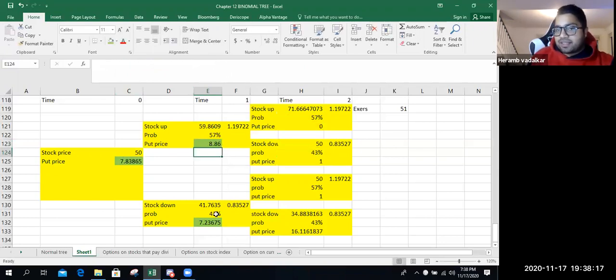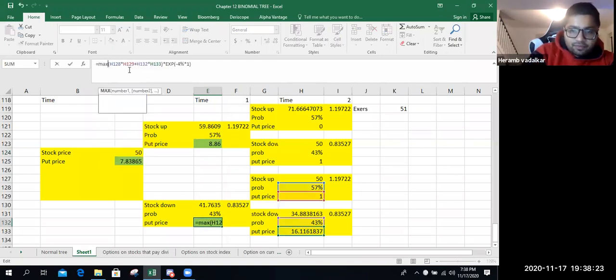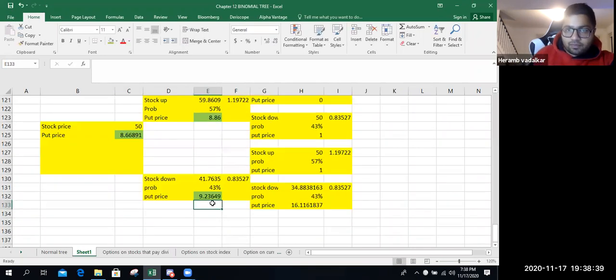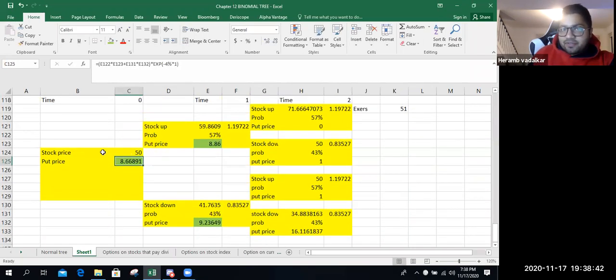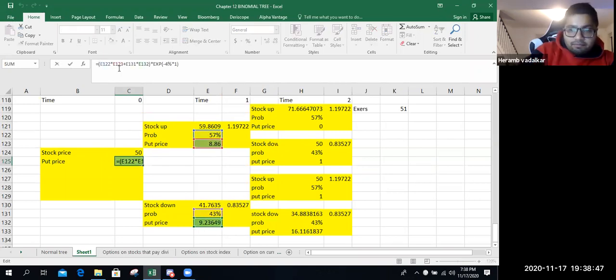So it will be 8.6 here. It will be here max of calculated price, comma, exercise price 51 minus stock price 41. So for American put, the prices are different. Same thing here also, because this is not the root. So it will be max of calculated value, comma, exercise price 51 minus 50.